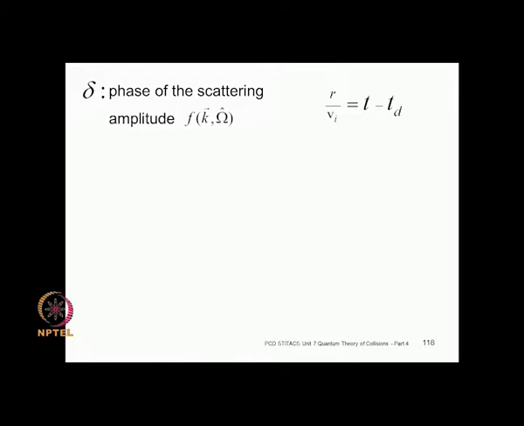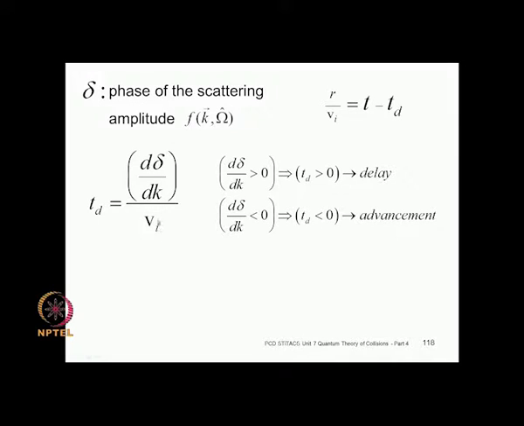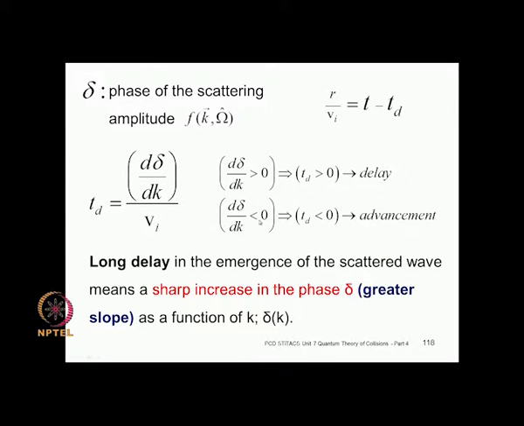This delta is the phase of the scattering amplitude, and it is the energy derivative of this, or d delta by dk. And you can see from this relation that if d delta by dk is positive, you have a time delay, whereas if this is negative, you have a time advancement. And the amount of delay or advancement will depend on how rapidly the phase shift changes with k. So, you can certainly expect that in the vicinity of a resonance it would change rather rapidly.